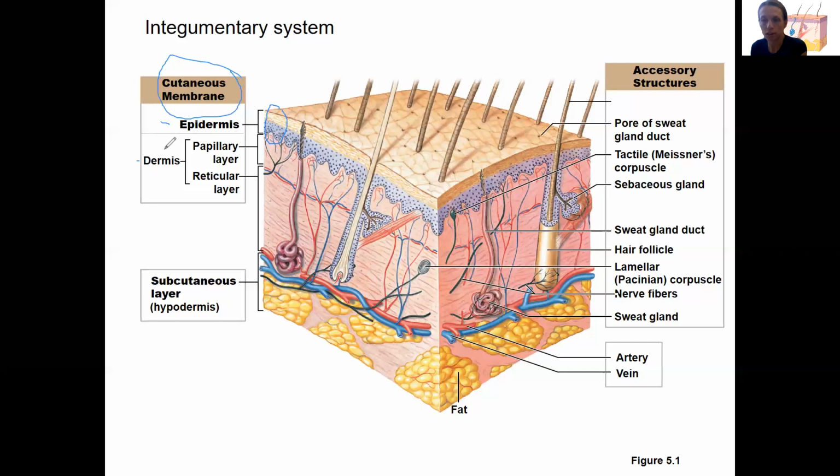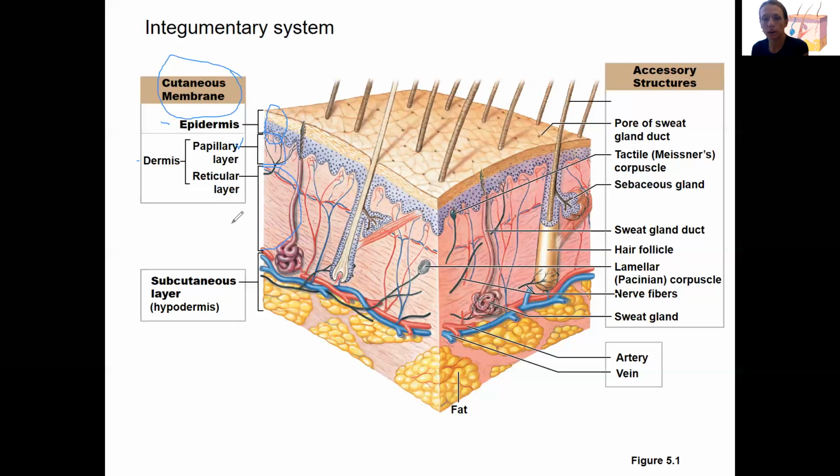The dermis is made up of two different types of connective tissue. The papillary layer is made up of areolar tissue. That's about right here. And the reticular layer is made up of dense, irregular connective tissue. The reticular layer is not made up of reticular fibers, which are a thing. That's just what it's called. So the reticular layer is this big section right here, dense, irregular connective tissue, which helps it withstand force in many different directions. That's the cutaneous membrane.